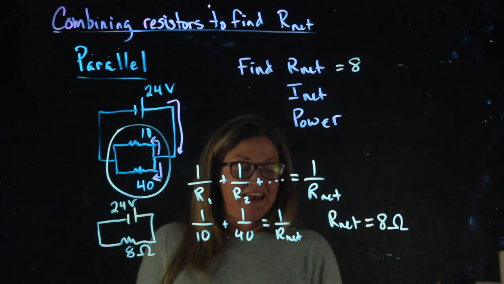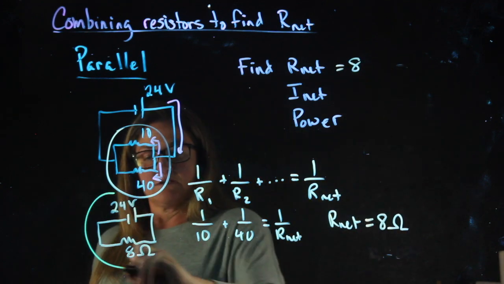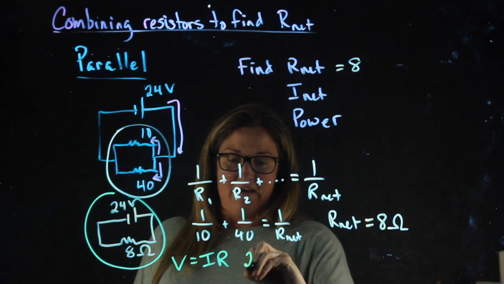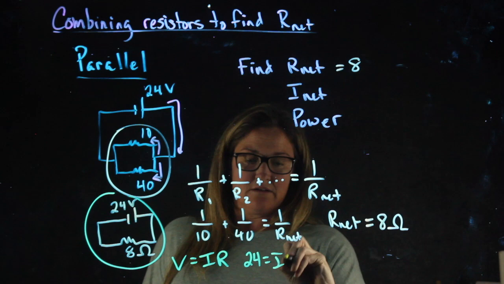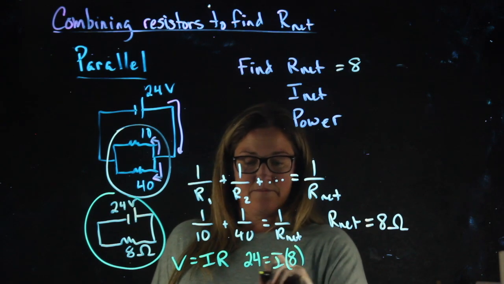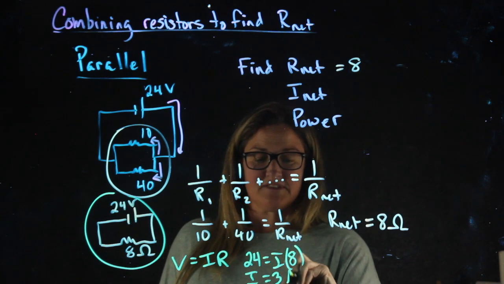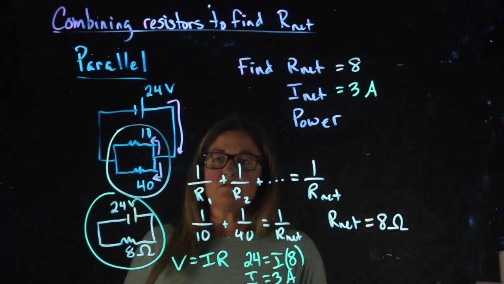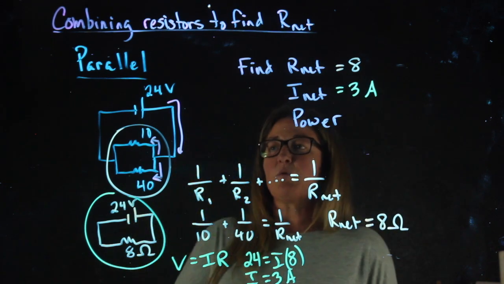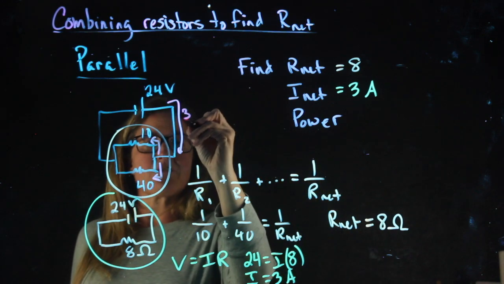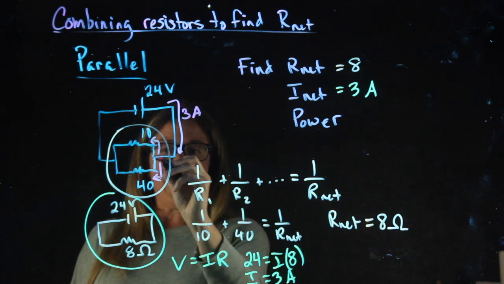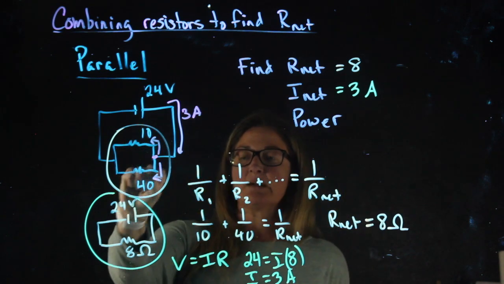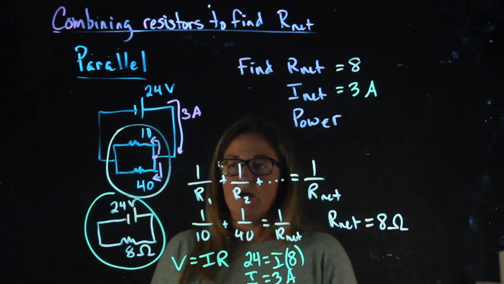I want to find I net. So I'm going to use V equals IR. Net voltage, current, R net, I is 3 amps. Those 3 amps, if I wanted to back up here, leaving the battery are 3 amps of current. When I get to this point, some of the current's going to go one direction and some of it's going to go the other direction.